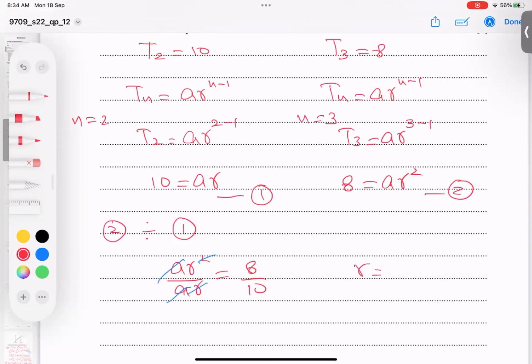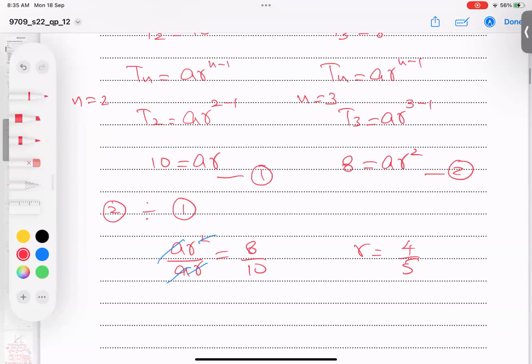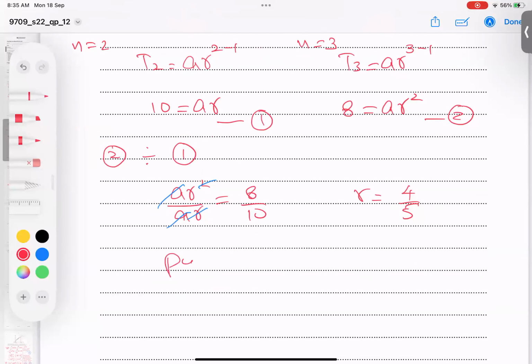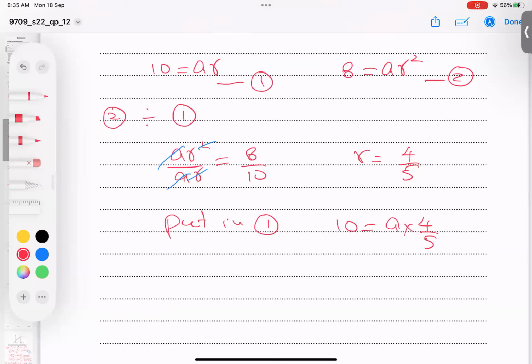So the R value is coming: 2 4s are 8, 2 5s are 10. So 4 upon 5 is the R value. Okay, but what is he asking for, students? Sum to infinity, but we need the A value. And this R value, I will plug in here, into equation 1. So 10 is equal to A times 4 upon 5. So 5 times 10 is 50. So the A value becomes 50 by 4, 5 multiplied, 4 divided. So the A value is coming, if you check it, 25 upon 2.